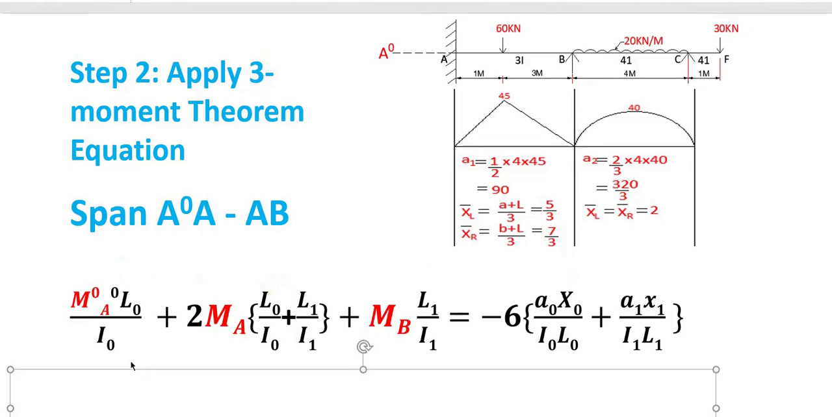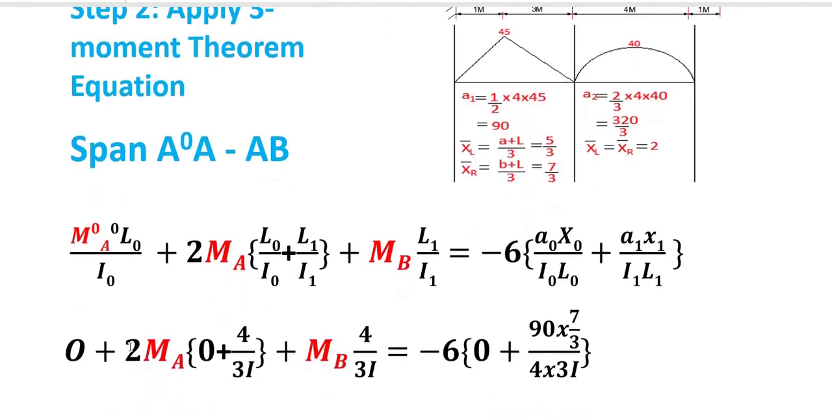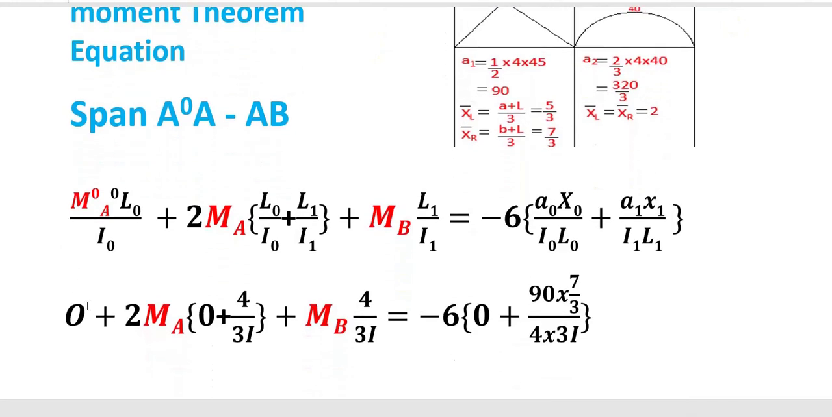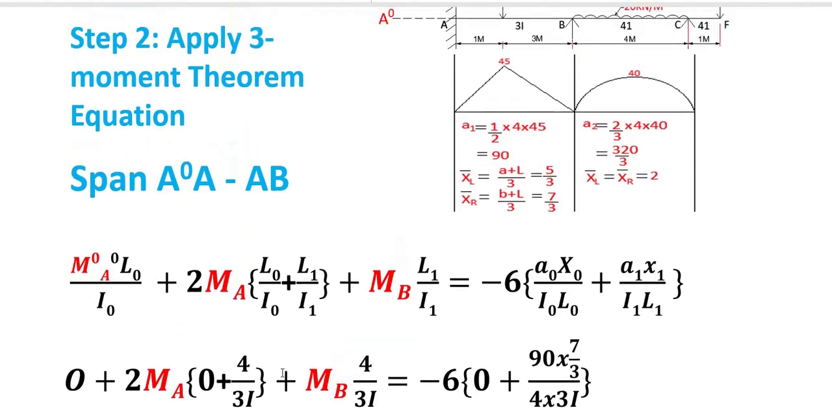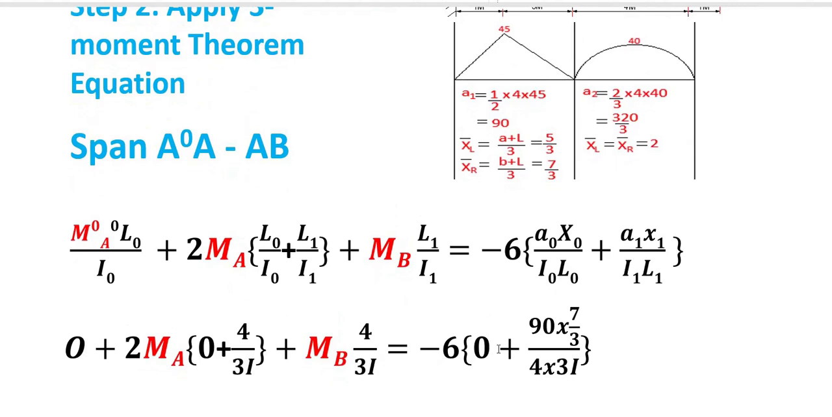Once you apply the formula, what are you going to get? This one is 0, of course, 2MA times 0 plus 4 over 3I, plus MB. Our L1 is 4 divided by the moment of inertia here, 3I, equals negative 6, 0. Now, here you have to be very careful. Which X bar are we going to use? We're going to use X bar right.